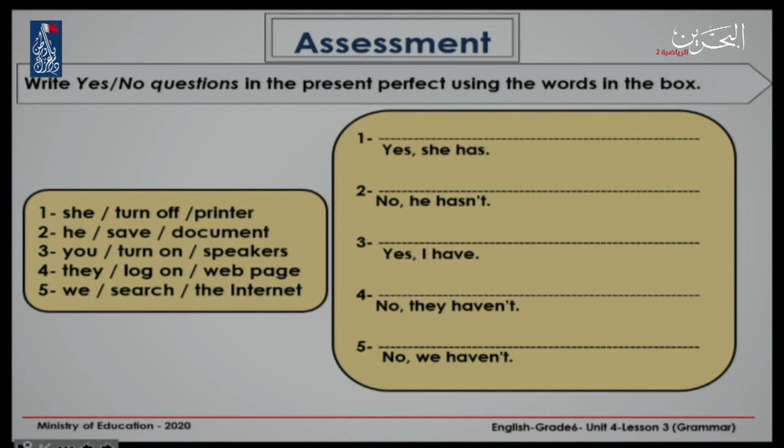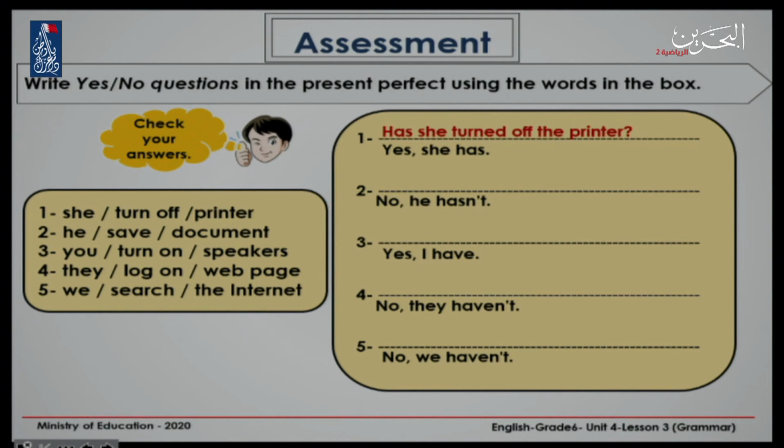Now let's check your answers. Number 1. Has she turned off the printer? Yes, she has. Number 2. Has he saved the document? No, he hasn't. Number 3. Have you turned on the speakers? Yes, I have.